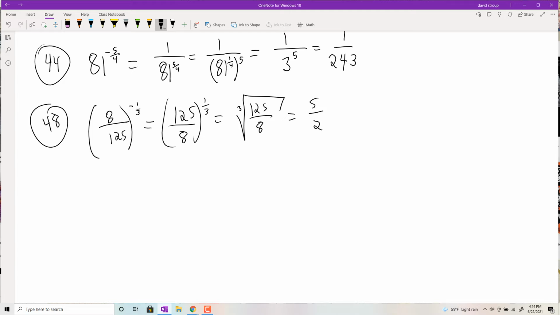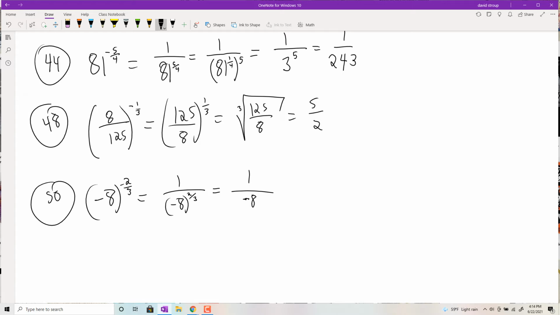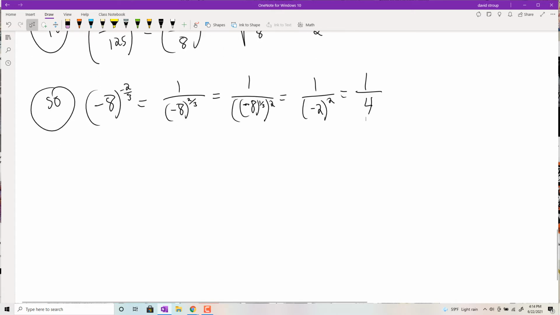Okay. Let's look at 50. We have negative 8 to the negative 2/3. So first I'll just drop the negative 8 to the denominator. So I have negative 8 now to the positive 2/3. You have to take the whole base along for the ride, so you have to bring the negative down as well. Then I can rewrite the denominator as negative 8 to the 1/3 squared. That'll be 1 all over negative 8 to the 1/3 is negative 2. And then if I square negative 2, I get 4. Okay, so that'll be 1/4.